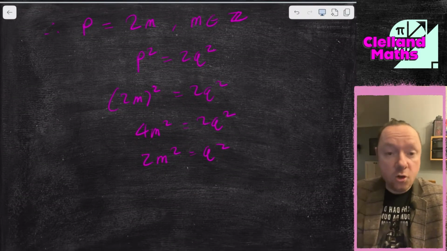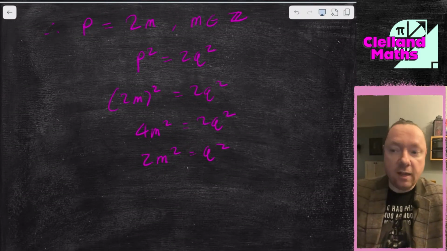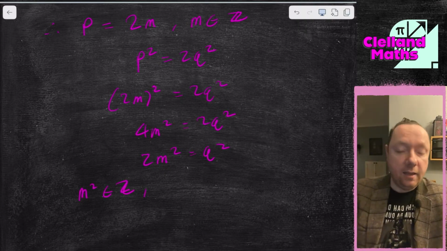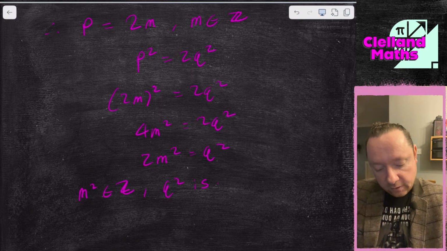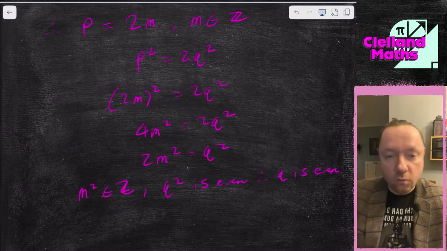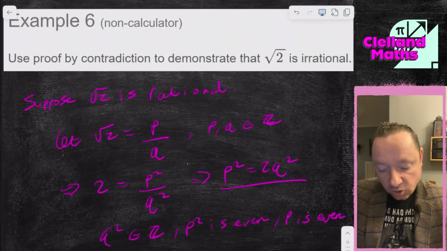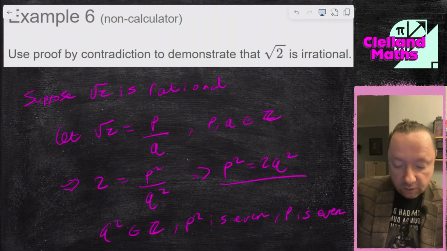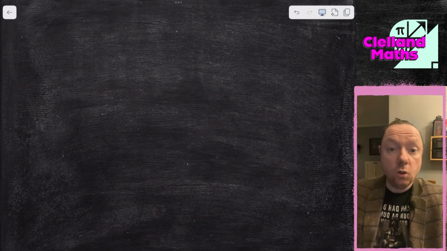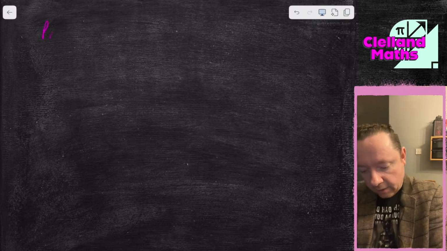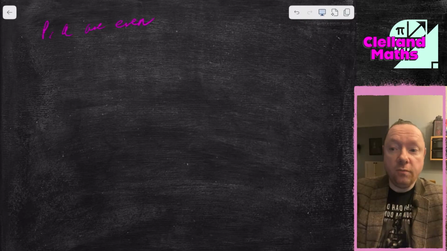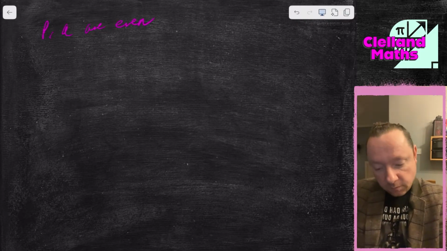Now, that means that q is even, because we can say that since m squared is a member of Z, then q squared is even, and therefore q is even. So we now know that, going back to the original statement, if root 2 is a rational number, then it's p over q, and they're both even. So we've just shown that p and q are even, but that contradicts the fact that p over q is a fraction which has been reduced to its lowest terms.